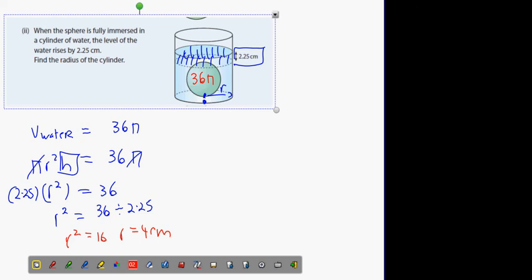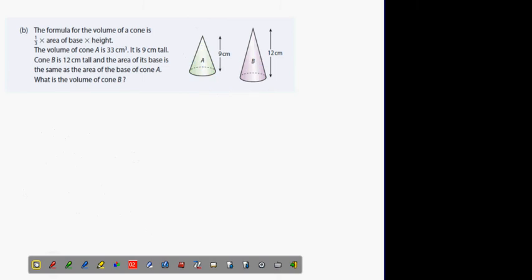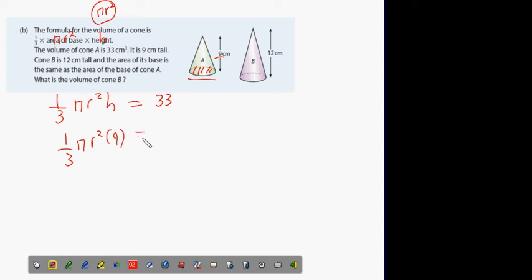Okay, the one after that is part B, and what you have is the formula for the volume of a cone, which is 1/3 times the area of the base, which is pi r squared, times h. Basically the same as 1/3 pi r squared h, because the area of the circle is pi r squared. And remember, I have a circular base. Now the volume of cone A is 33 centimeters cubed. Its height is 9. So it's 1/3 pi r squared 9 equals 33. Now 9 divided by 3 is 3, so it's 3 pi r squared equals 33.